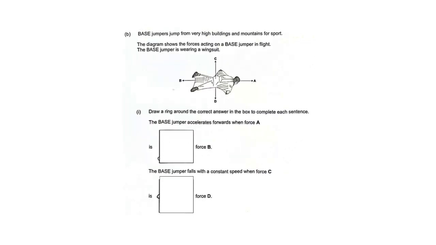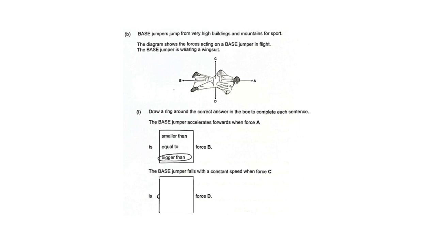Next question. Base jumpers jump from very high buildings and mountains for sport. The diagram shows the forces acting on a base jumper in flight. The base jumper is wearing a wingsuit. That's going to increase air resistance. Draw a ring around the correct answer in the box to complete each sentence. The base jumper accelerates forwards, so to the right, when force A is greater than force B. To accelerate to the right, you need an overall force going to the right. Therefore, you need A to be bigger than B.